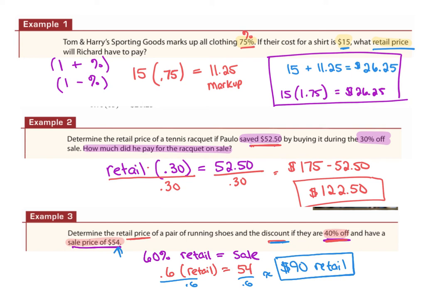$54. How much was the original price? So how do I find the dollar amount of the discount? Just subtract 90 minus the 54. So my discount amount then was $36.